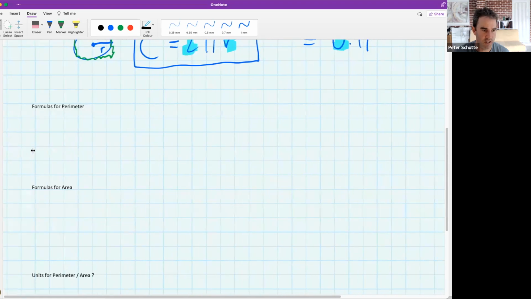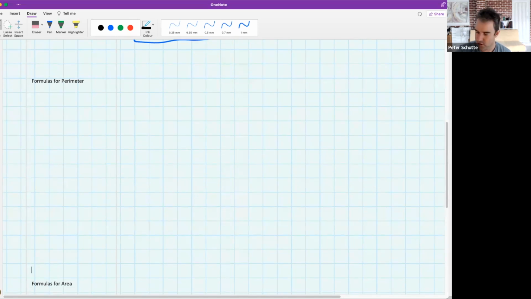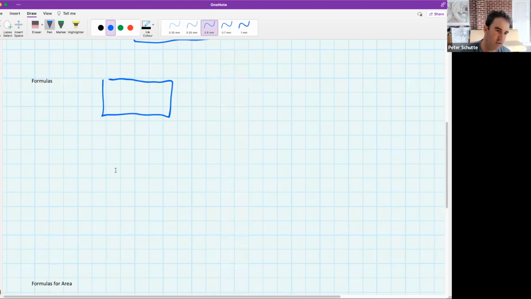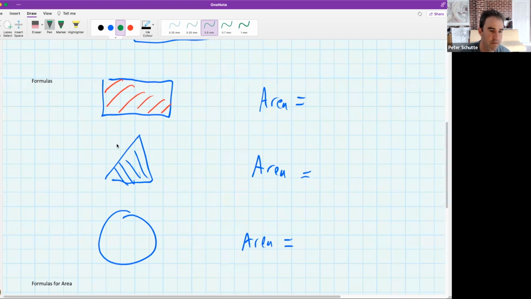Keep those votes coming in, guys, just so I can see how things are going. As we move into the second half of the lesson, we're going to talk about the same shapes as before: rectangles, triangles, and circles. But I want to know what the formula for the area is. We're no longer talking about the perimeter, we're talking about how much space fits inside these shapes.